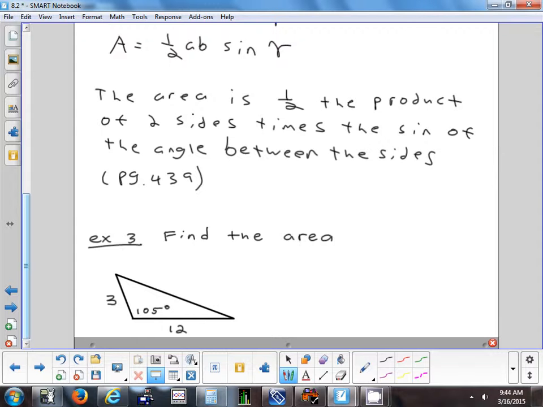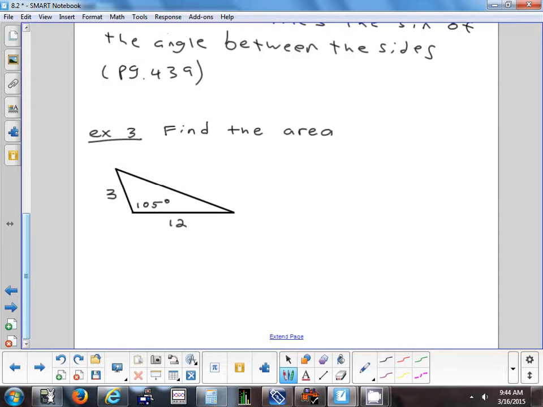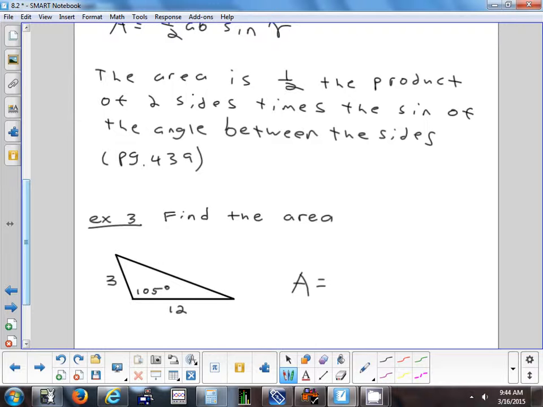So here's a typical problem you might see. Find the area of that triangle. Now I haven't labeled the sides A, B, and C, so really just use the general idea. Half the product of 2 sides times the sine of the angle between them. Right, so what would that look like when I set up that formula for this problem? It would be area equals, yeah, Lasan? 1/2 times 3 times 12, yeah.